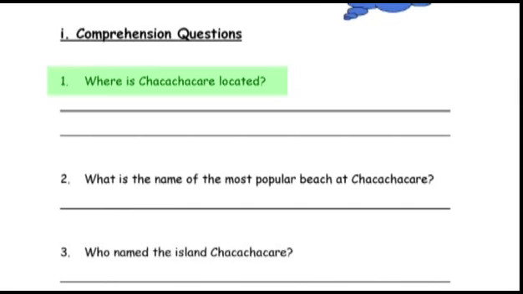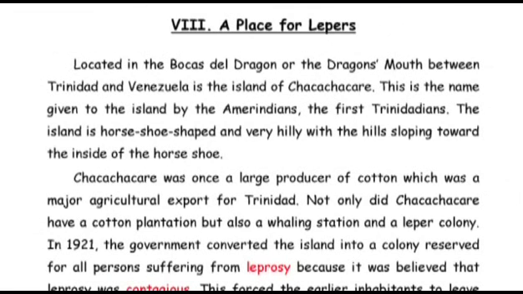This is a direct question. This means that the answer can be found straight from the passage. So, let's scan the passage to find out where the island is located. Aha! There it is in line 1, paragraph 1. Located in the Bocas del Dragon, or the Dragon's Mouth, between Trinidad and Venezuela, is the island of Shakashakari.